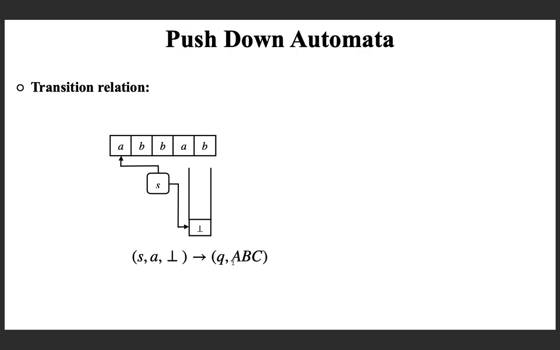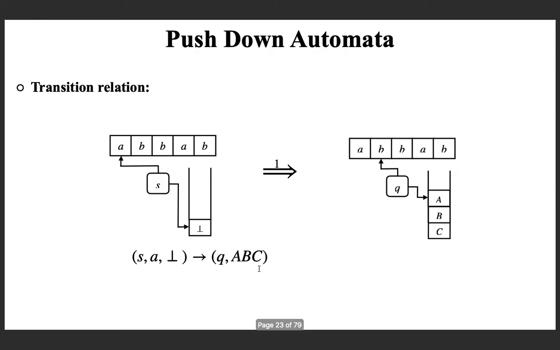And if you fire this transition relation in the current configuration of the push down automaton, you know that you are going to change your state to Q, and you are going to position your read head to the next symbol, and you are going to replace the top of stack symbol with this string. So, this is going to be the next configuration when you apply this transition. State is changed to Q, read head is positioned to the next symbol, and this bottom of stack symbol is replaced with ABC. Note that the rightmost symbol goes as the bottommost symbol when you push it onto the stack.